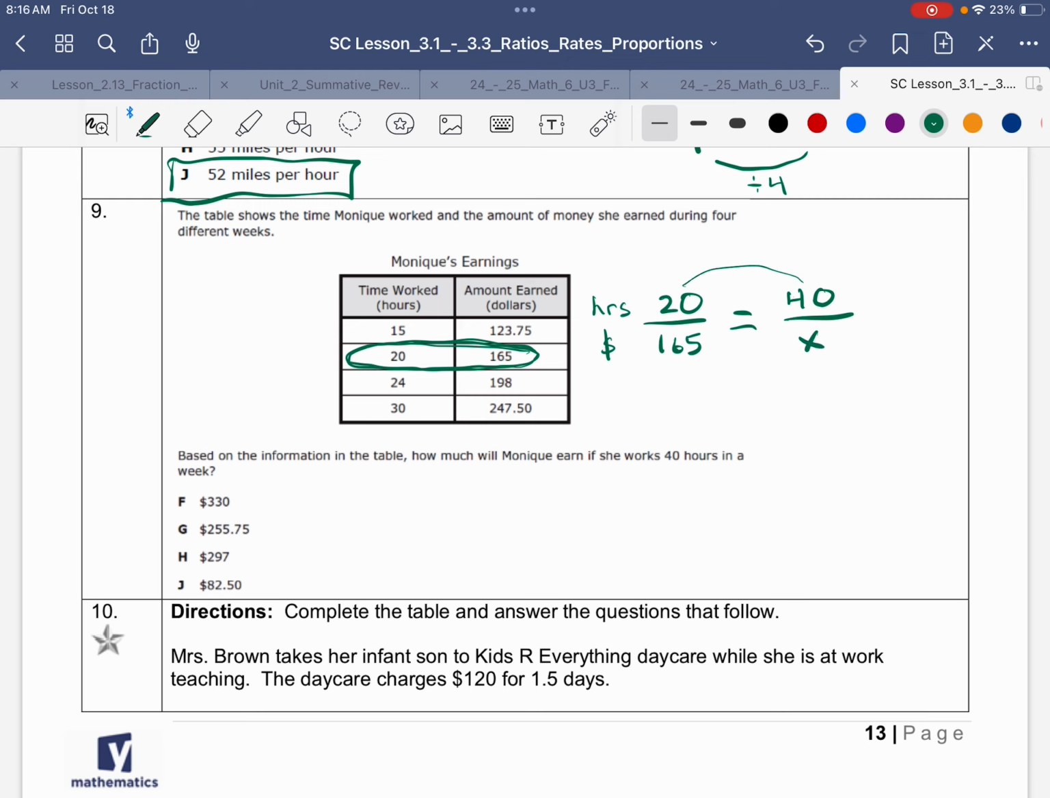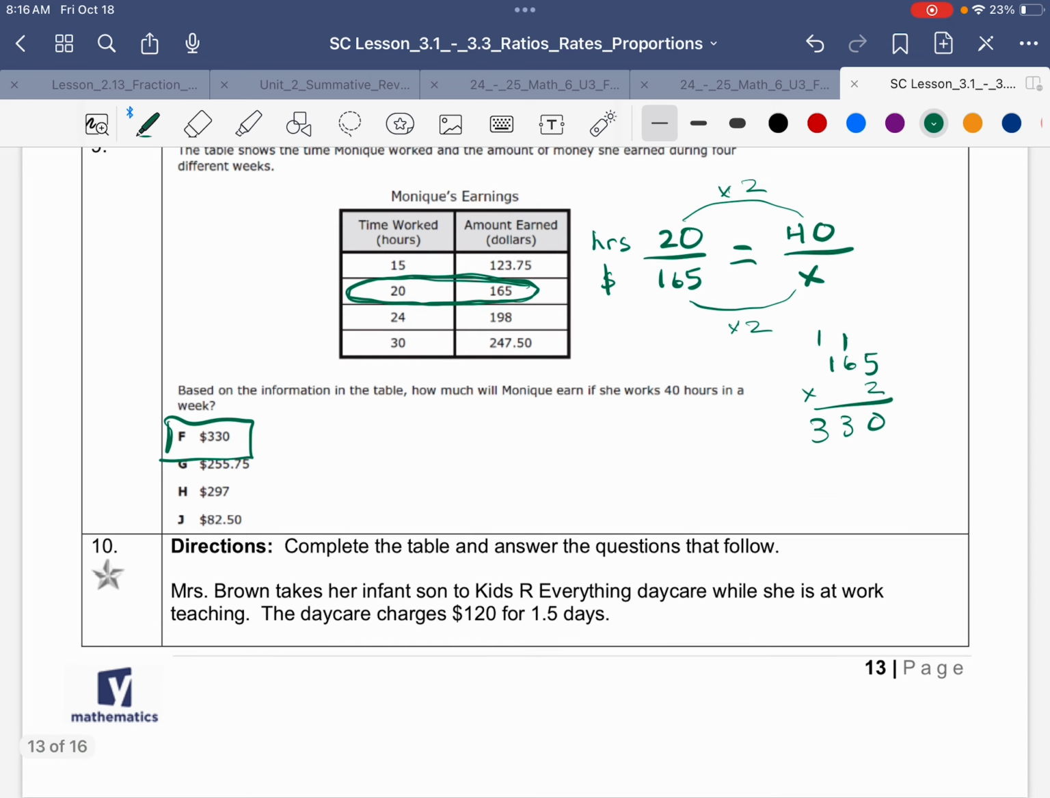To go from 20 to 40, we know we're times 2. And do the same thing on the bottom. So 165 times 2, 10, 12, 13, 2, 3, 330. There it is.